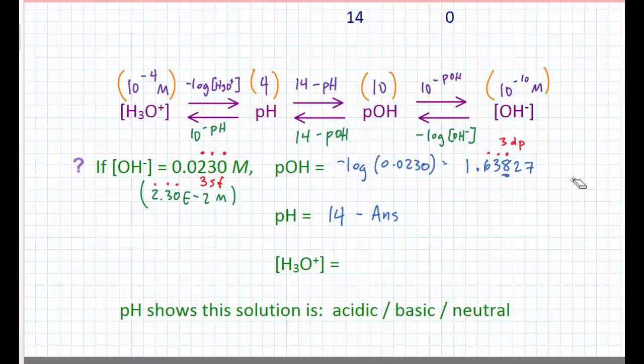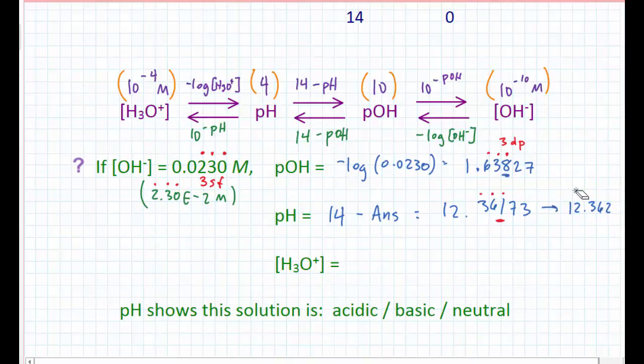Okay. So 12.36173, something like that. But if that was our final answer, we would keep those 3 decimal places, right? I mean, if that were being rounded, it would be 12.362, because when you subtract, you keep the decimal places.